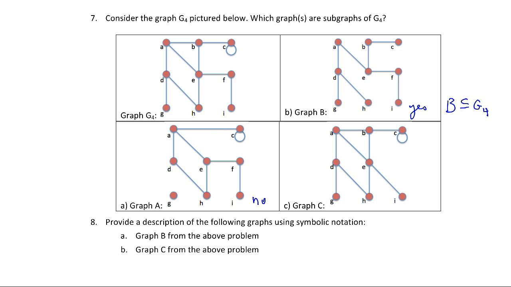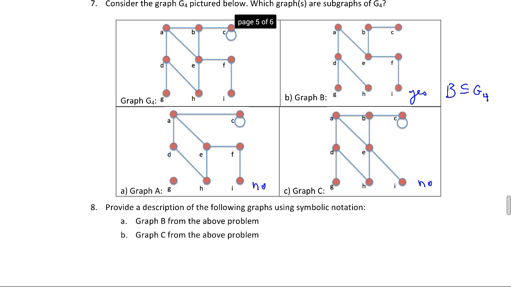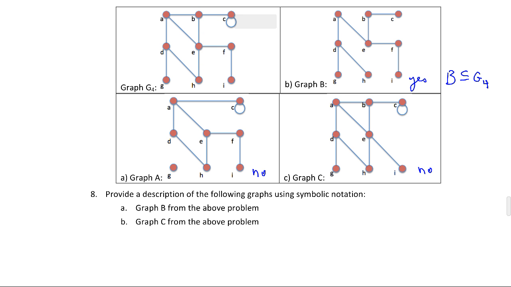Okay. Next, graph C. Let's see here. No, I can tell right away by looking. I don't have an E to I link in the original graph G4, so I say this one's a no also. Okay, so that's a little bit of a lesson on subgraphs there. And maybe I'll move this on down. It says provide a description of the following graphs using symbolic notation, B and C above. Okay, let's go ahead and do that.